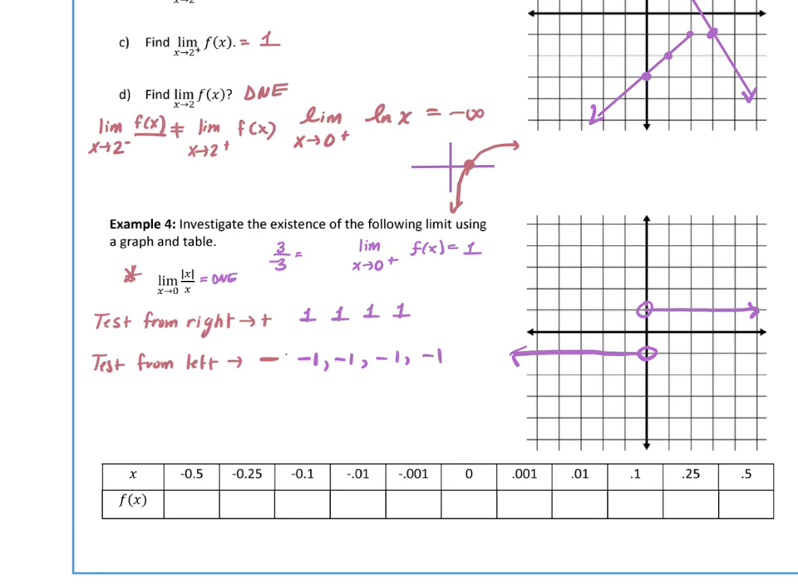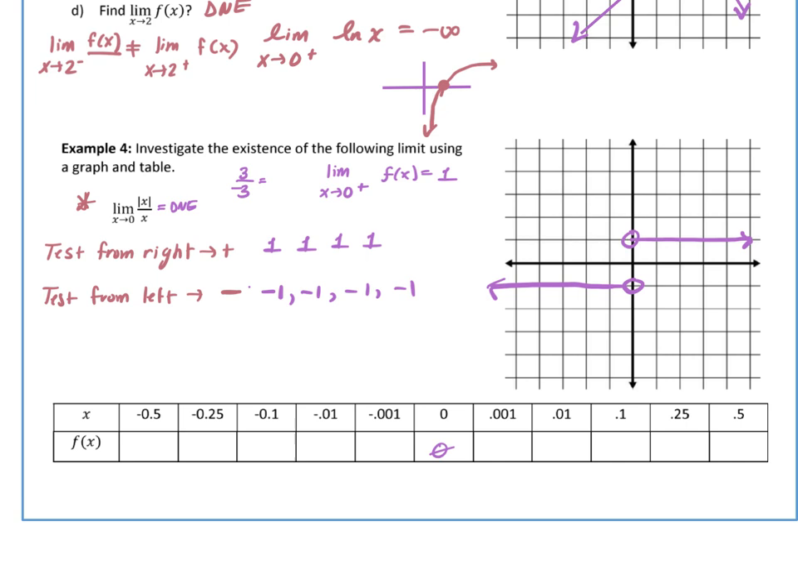In hindsight, if I was to do the table here, this we can't do. From the right, it's positive, and from the left, it's negative. You don't need a calculator to tell you that, right? Because you have x over x, so you're going to get 1 or negative 1.